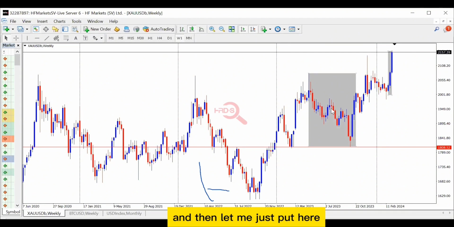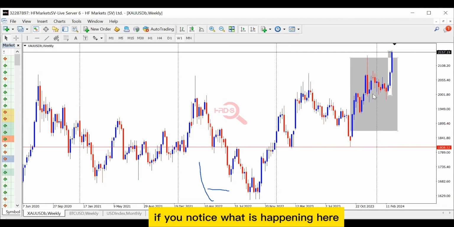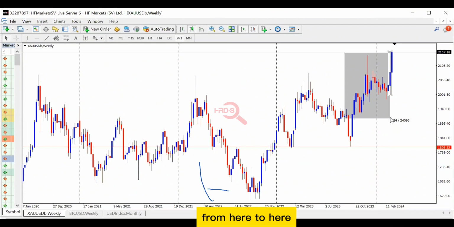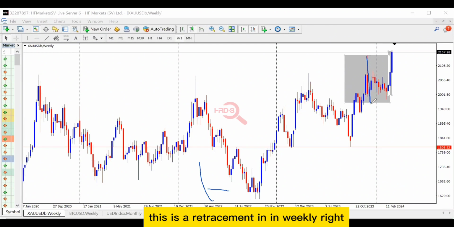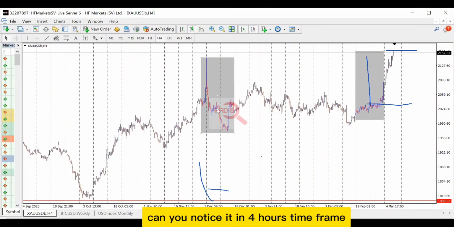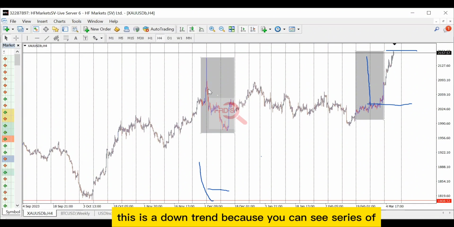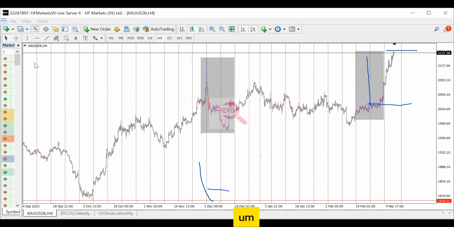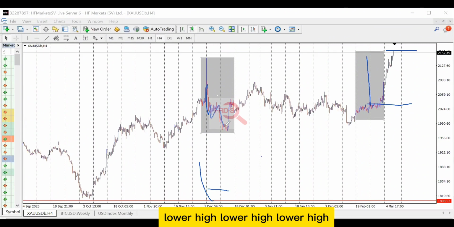And then let me put here, if you notice what is happening here, from here to here, look at this. This is a retracement in weekly, right? The low that now gave birth to this. But if you go down to 4 hours time frame, you will notice that it is a trend. So can you notice it in 4 hours time frame? You can see that you will say this is a downtrend because you can see series of lower low, right? Lower high, lower low, lower high, lower low.